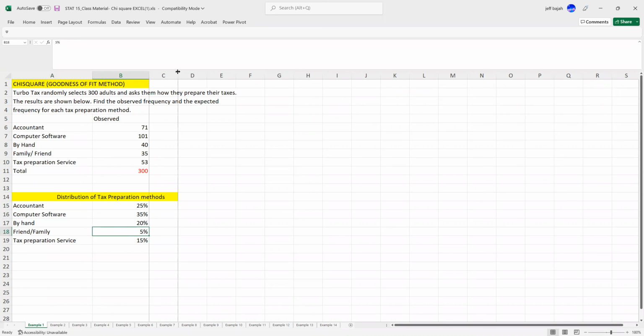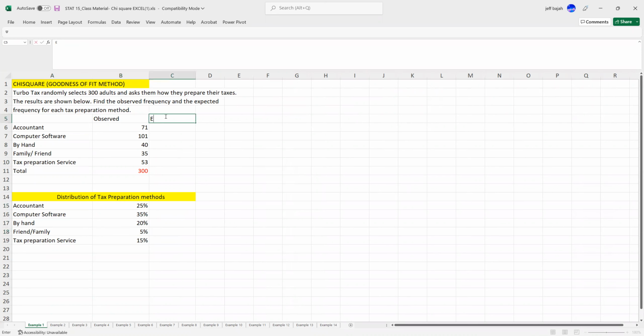So let's go ahead and create our expected distribution. What the expected distribution is saying is that if you ask 300 people, the number of people that will say they use an accountant will be 25%, and so we'll press enter. You can see this is a little bit different. This is what it's supposed to be: 75 people out of 300 say they use an accountant, but in this case we have 71.